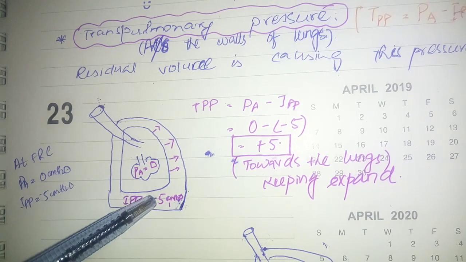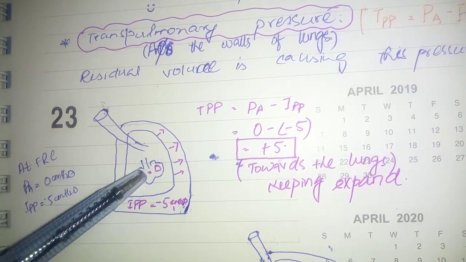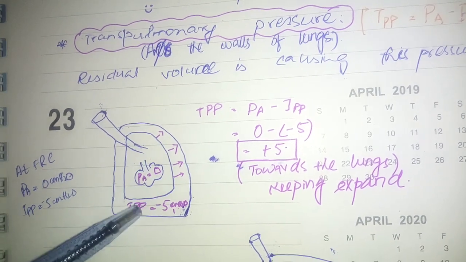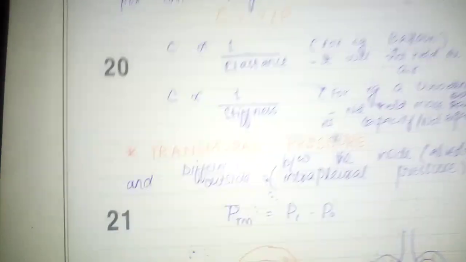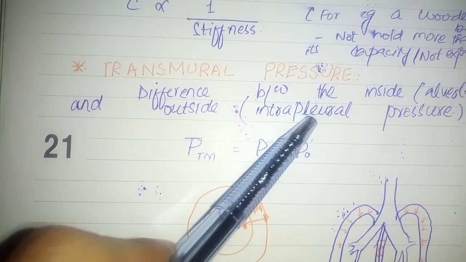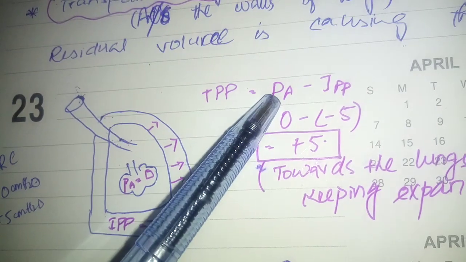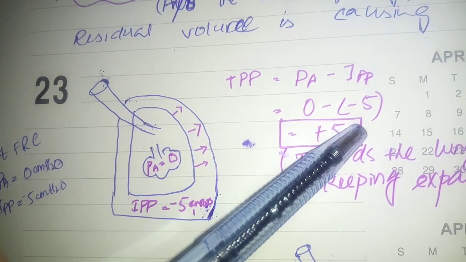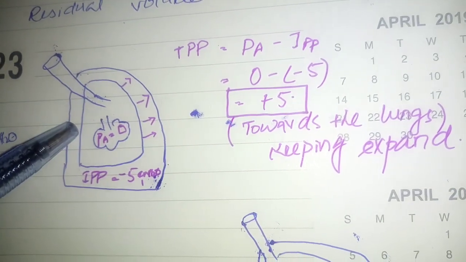The residual volume is creating that pressure. Now, at functional residual capacity, the pressure of the alveoli is 0 centimeter water, and the intrapleural pressure is -5, that is negative. If you put it in the formula that we just learned, the transmural pressure is equal to inside pressure minus outside pressure. First you keep the inside value, and then you subtract the outside value from it. The inside pressure, in the alveoli, is 0, and the outside, the intrapleural pressure, is -5. So minus minus is plus, and +5 means there is positive pressure, that means towards the lung, keeping it expanded.